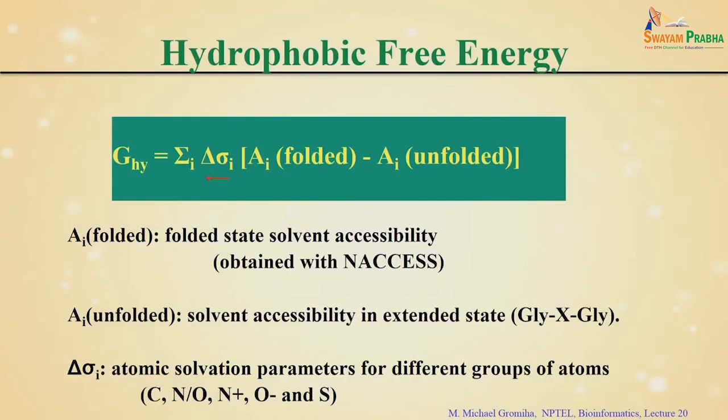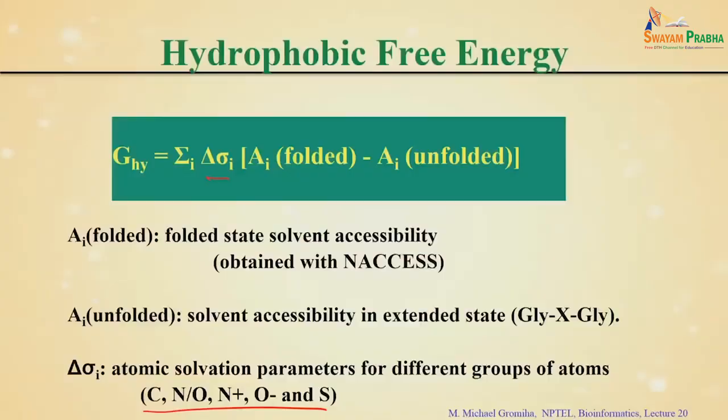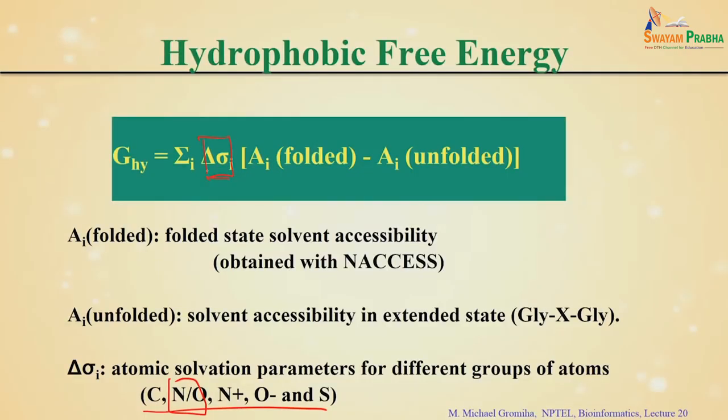Now, how do we get these numbers? If you have the atomic solvation parameters, then we can calculate the free energy. For example, here I use 5 different types of atoms. What are the different atoms in protein structures? Carbon, nitrogen, oxygen, sulfur. For nitrogen, we have 2 different types, neutral and positively charged. For oxygen, we have 2 types, neutral and negatively charged. So here the neutral nitrogen and oxygen we combine together, N and O, and then N plus, O minus, and S. But we can use different classifications. You can use nitrogen and oxygen separately, and main chain carbon and side chain carbon separately, depending upon the connectivities and the amino acids. For simplicity, here we use 5 different classes. If this is known, then we can calculate the hydrophobic free energy.